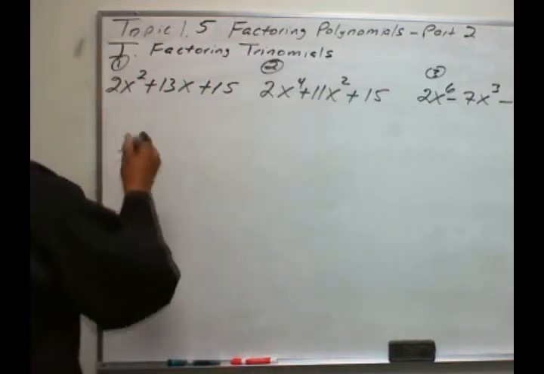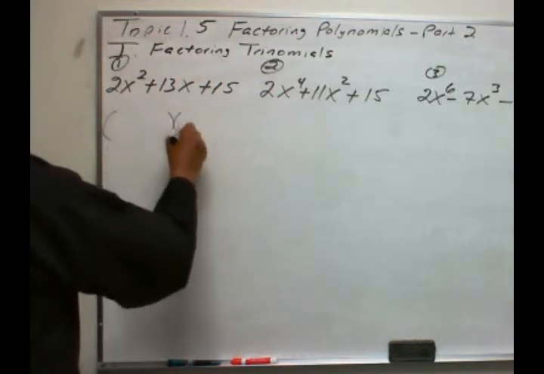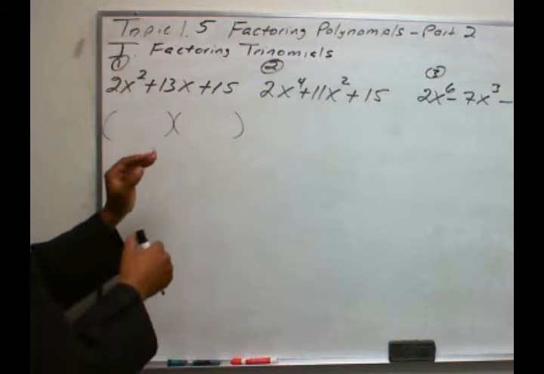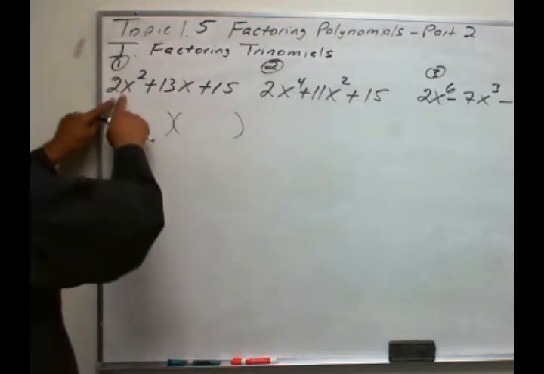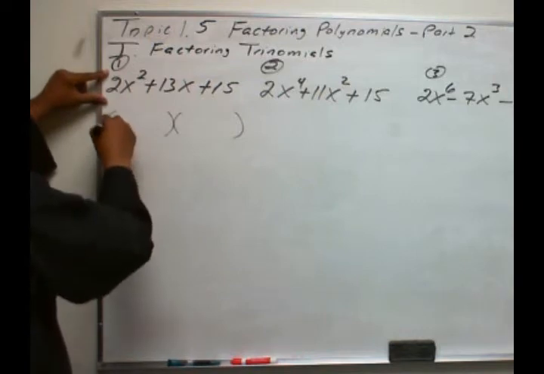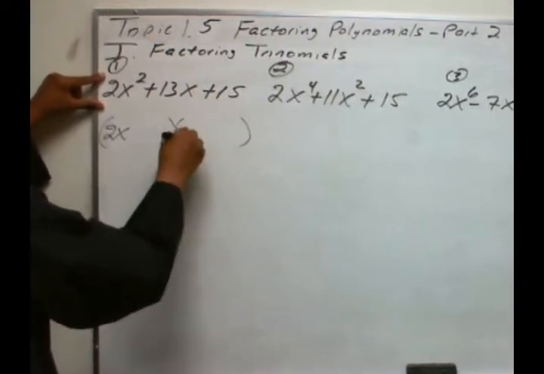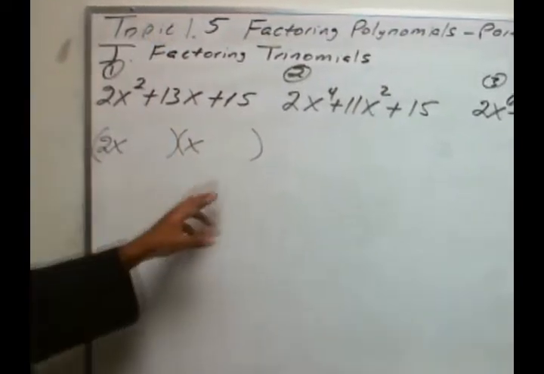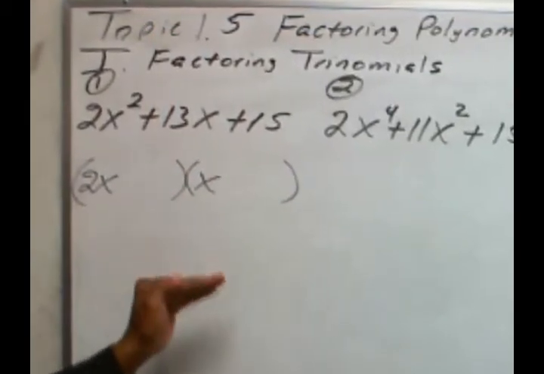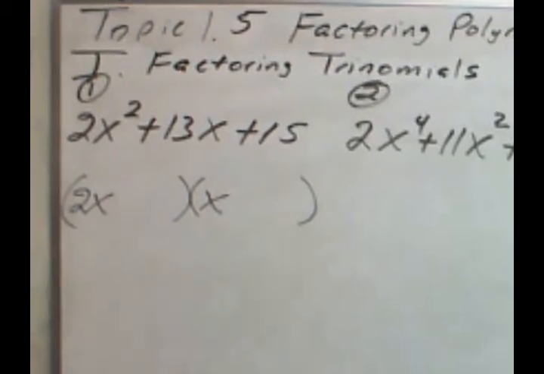So let's start off with this. The way that we factor trinomials is first we start off by writing two binomials, and then we factor the first term and the last term. The first term, 2x squared, we can factor into 2x times x. Now, the second term, 15, we can either factor into 5 times 3 or 3 times 5. I'm going to choose 5 times 3.